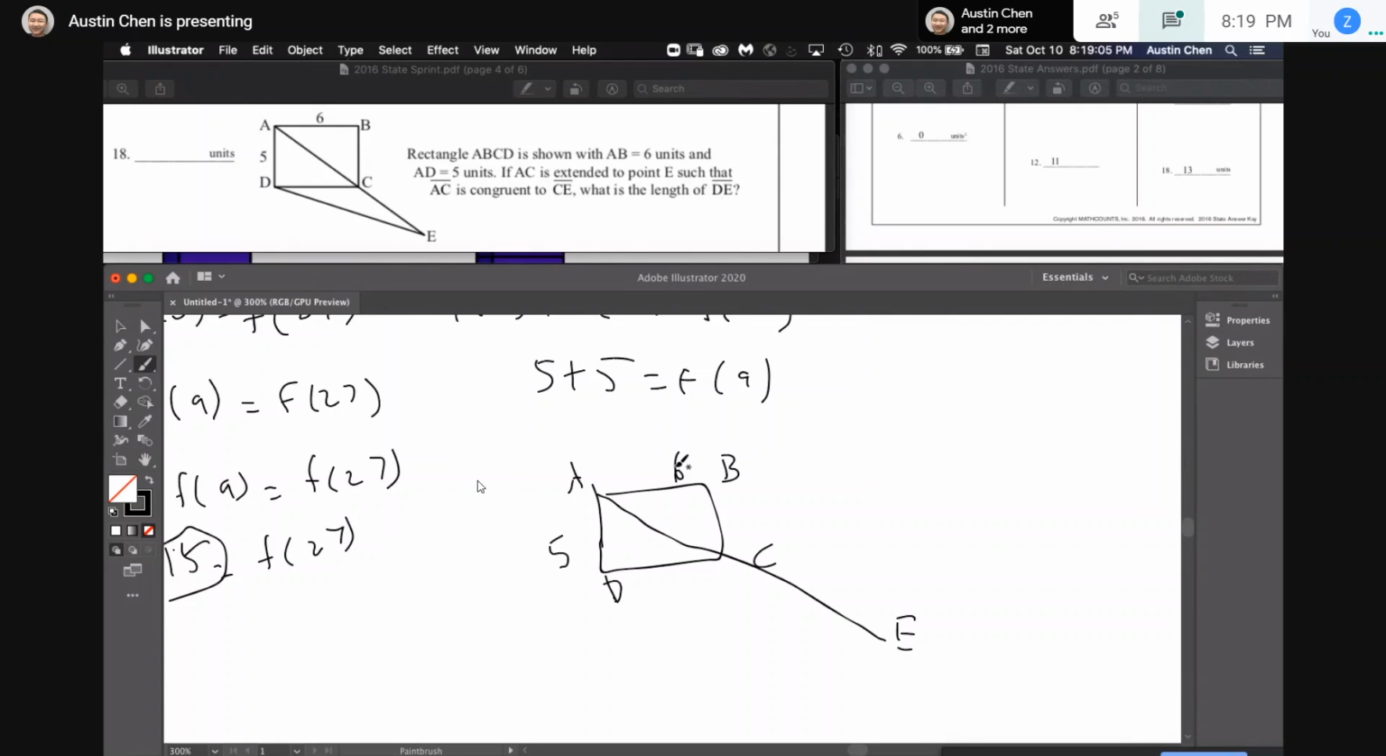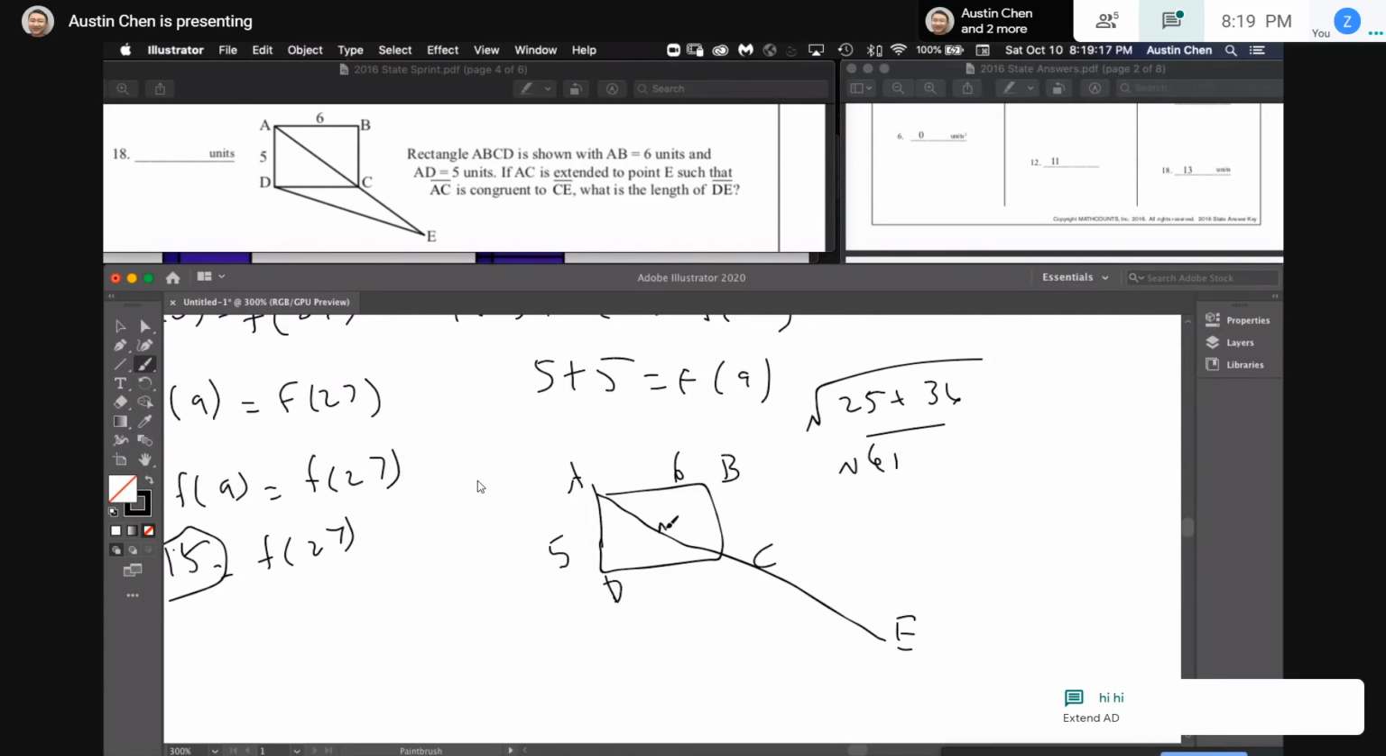And what's the length of AC? We can find that from the rectangle, right? With the Pythagorean theorem. So the length of AC is just going to be the square root of 25 plus 36. So that's just root 61. So the length of CE also has to be root 61, and we want to find the length of DE here.